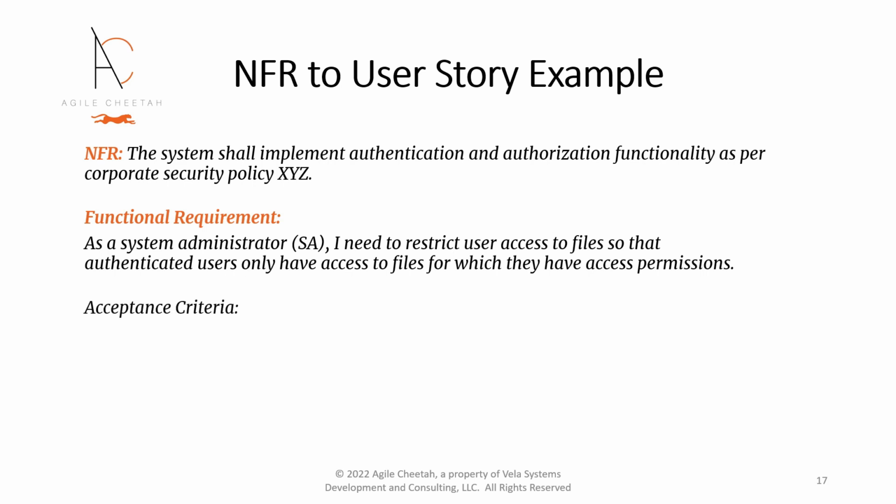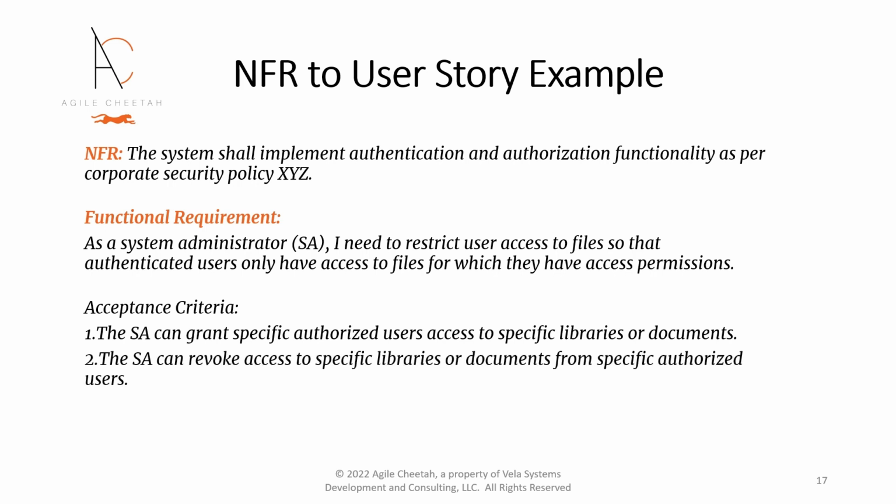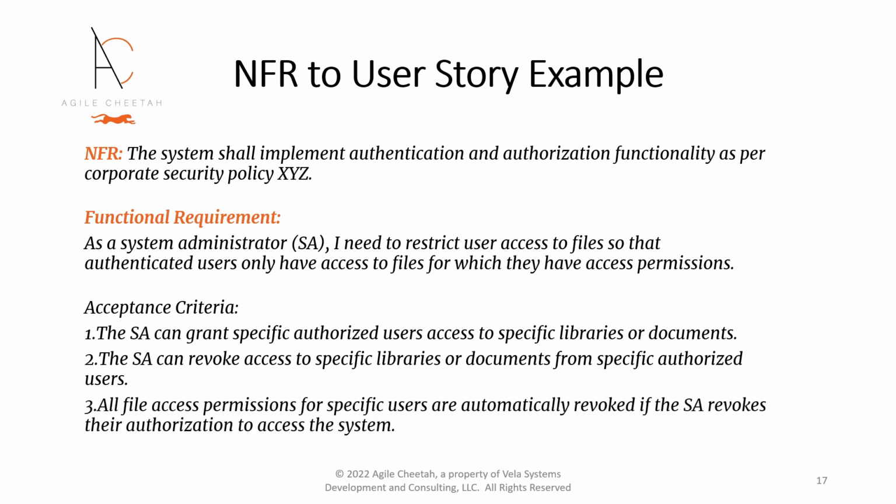A user story is not complete without acceptance criteria. The system administrator can grant specific authorized users access to specific libraries or documents. The system administrator can revoke access to specific libraries or documents from specific authorized users. All file access permissions for specific users are automatically revoked if the system administrator revokes their authorization to access the system. These acceptance criteria are written from the perspective of the user. They are also testable. They link the user story to behavior and performance requirements specified in the corporate security policy mentioned in the NFR.